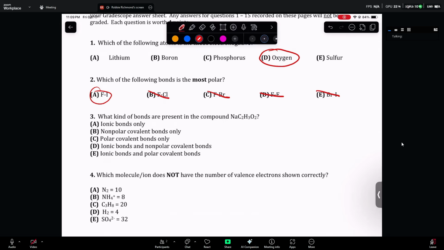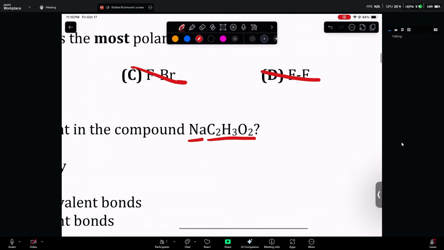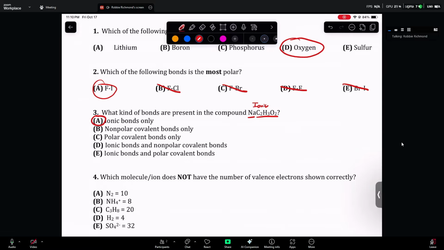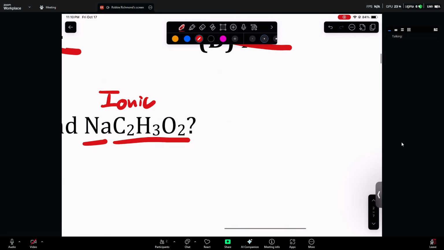Alrighty. What kind of bonds are present in the compound NaC2H3O2, aka sodium acetate? Well, if you recognize that this is acetate and this is sodium, obviously this has to be ionic. And 90% of us I've seen have made this mistake and only saw that ionic. That's cool. That's only between sodium and the acetate polyatomic ion.